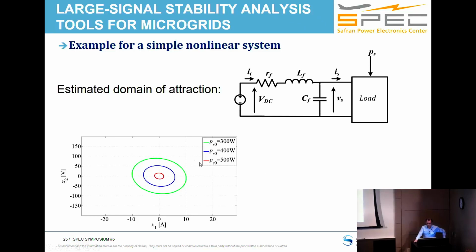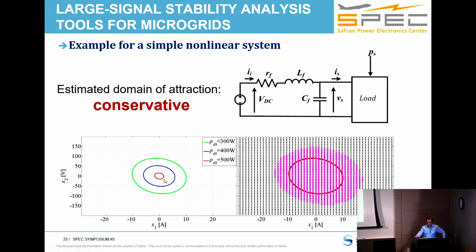Here you have several domains of attraction, just to compare with the numerical domain of attraction that I got a few minutes ago. And you can see that this domain of attraction, in a red line, is conservative. That's the cost to pay, because with this algorithm you have your domain of attraction in a few seconds. With the numerical tools, you need several hours.